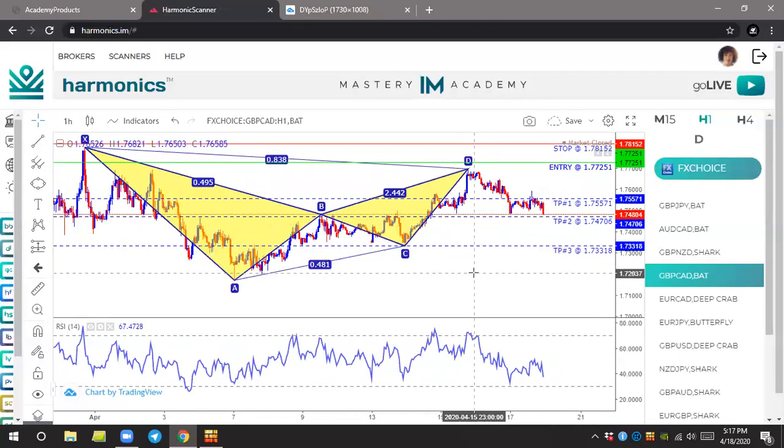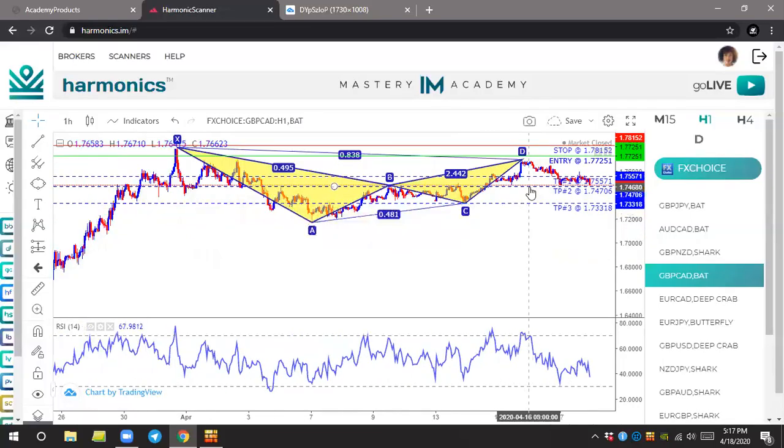Okay, so let's go with this trade, guys. GBP CAD. This will be our last one. The entry was up here, but notice, remember in the past video when I told you sometimes they won't always get up to the entry zones. Well, let's figure out why they didn't get all the way up there.